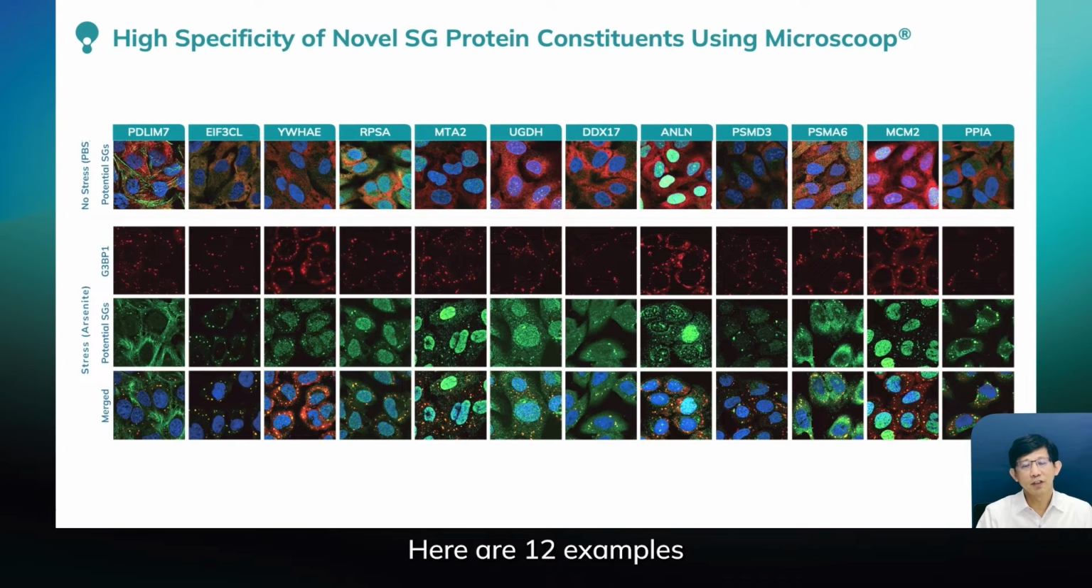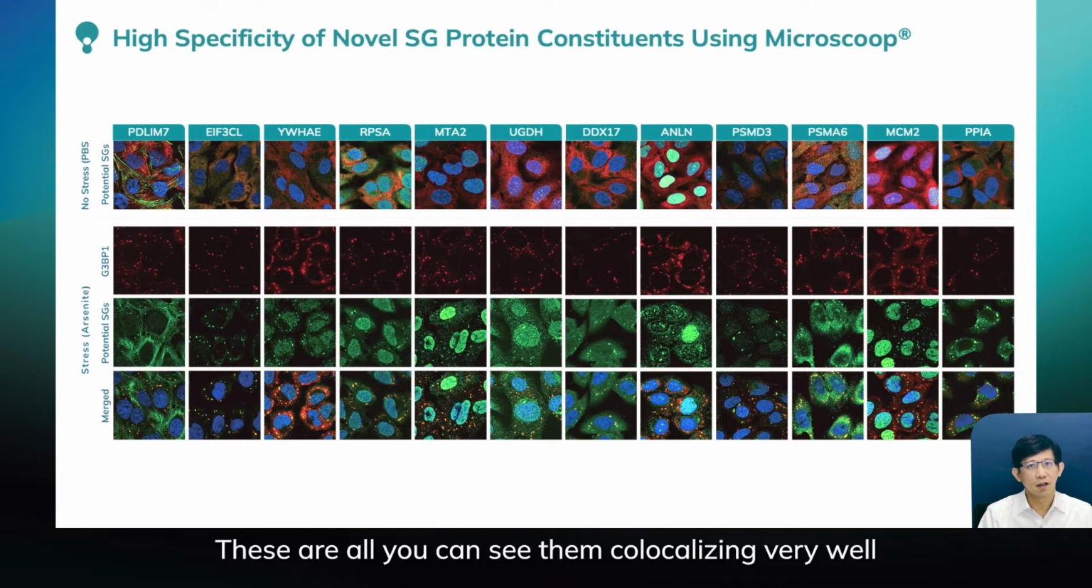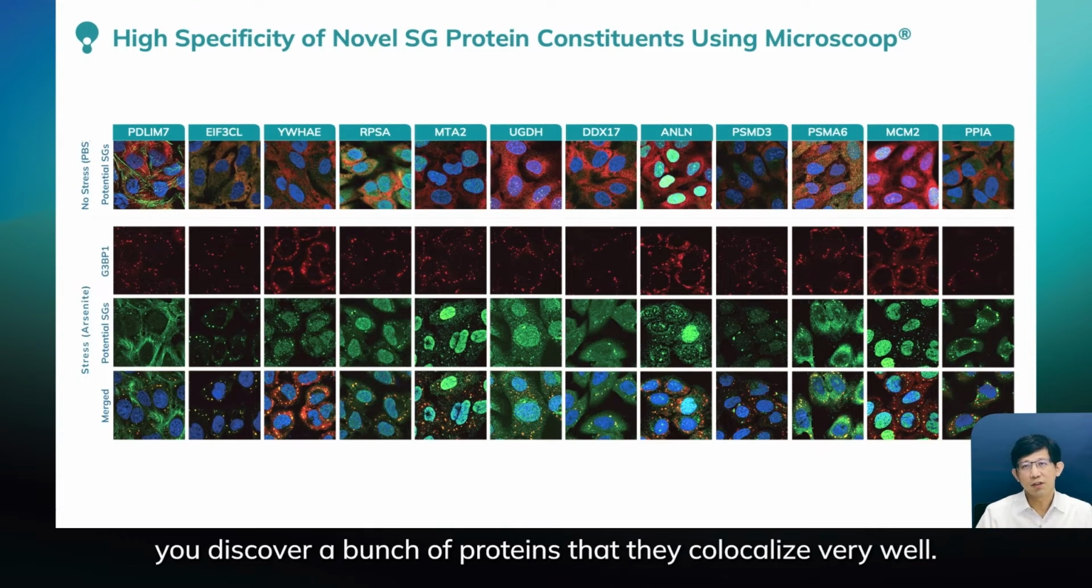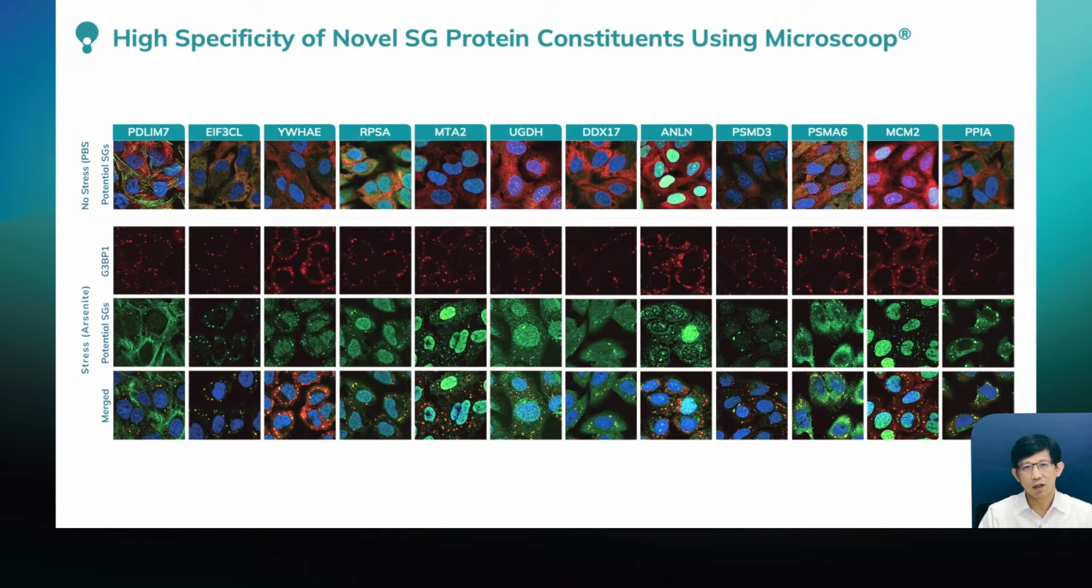So here are 12 examples where we find new protein constituents in the stress granule. You can see them colocalize very well with G3BP1 in the stress granule. So you are not only discovering one or two, you discover a bunch of proteins that colocalize very well. After counting all this, the specificity together is above 90%.